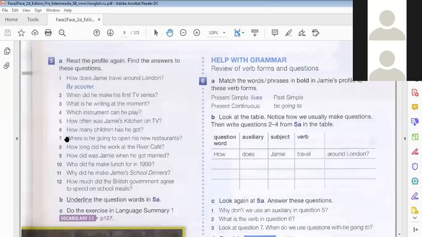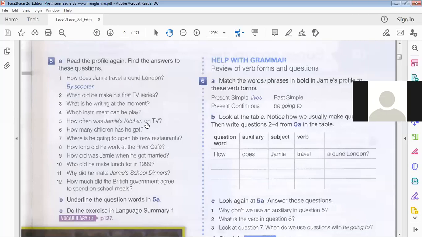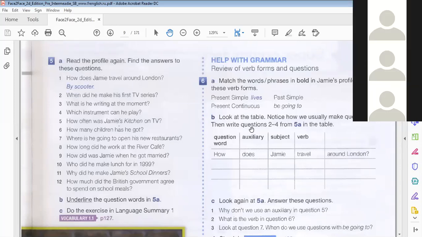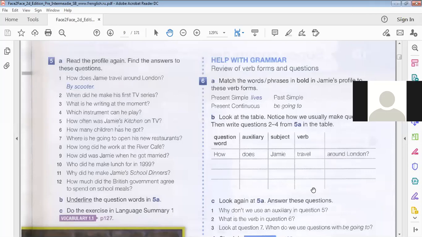Okay, so how many children has he got? 4. He's got 4, correct. And what about number 7 here? Where is he going to open his new restaurants? Who can remember? Australia and other countries. Australia, correct. What about the UK? Does he have restaurants in the UK? Yes, all over the country. Correct. He's got restaurants all over the country.